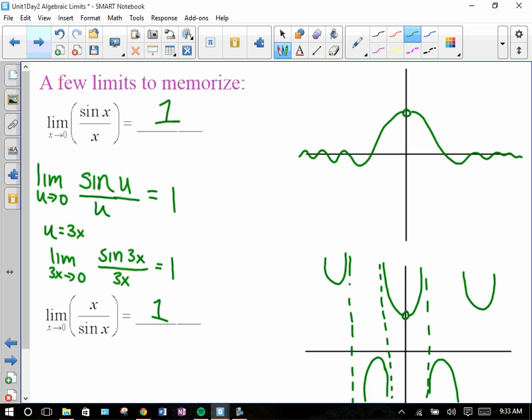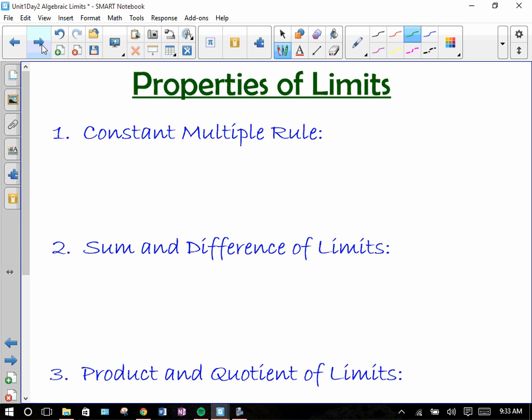Let's move to the next page. Alright. So, the constant multiple rule. These are properties of limits. You want to write these down, and you want to know how to use these. These allow you to find the limits of functions very quickly using some shortcuts when you have a function that looks more complicated.